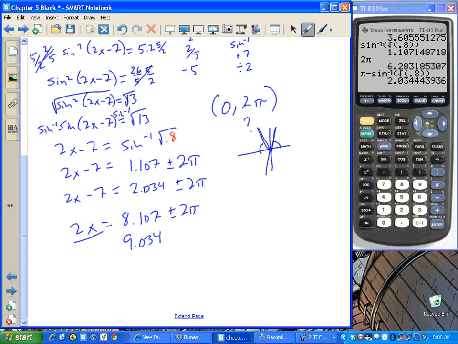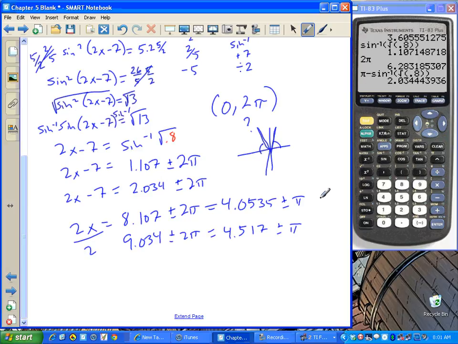Now, both these have plus or minus 2 pi on them. If I divide by 2, that divides everything over here by 2. So this becomes 4.0535. And this becomes 4.517. Plus or minus, now this has been divided by 2 also. So now it's plus or minus pi.